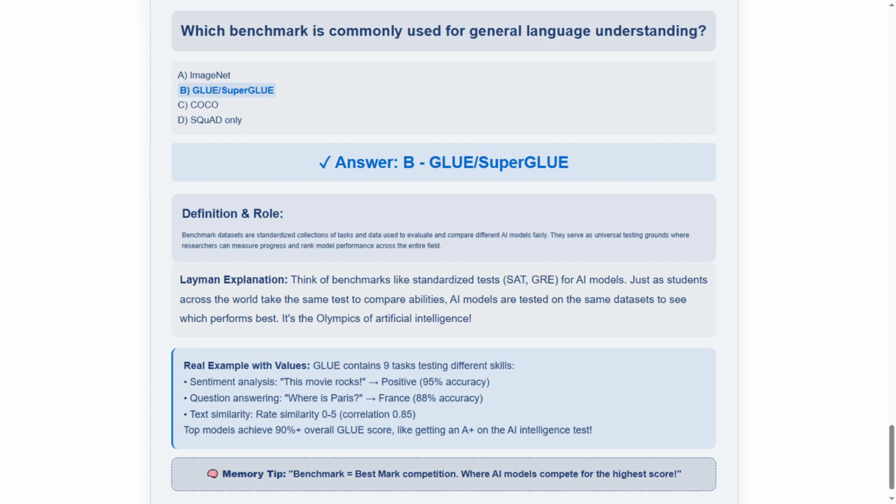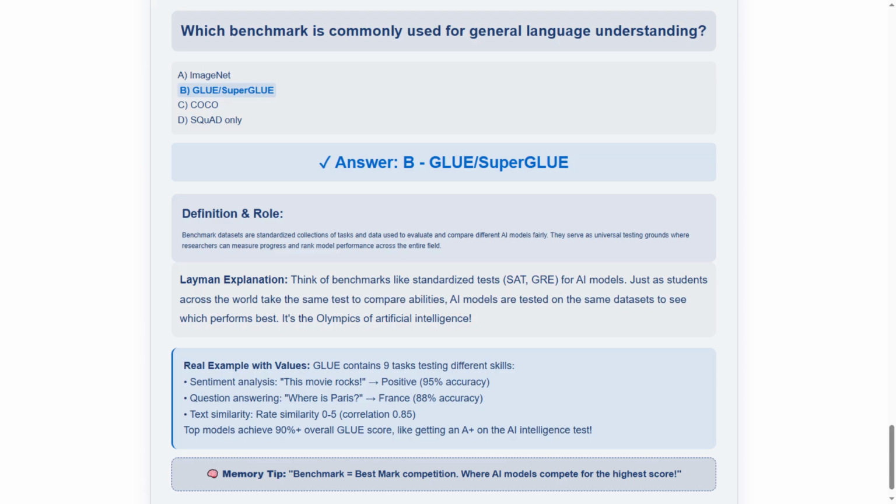Our last question focuses on benchmark datasets. Which benchmark is commonly used for general language understanding? Your options are A. ImageNet, B. GLUE/SuperGLUE, C. COCO, or D. SQuAD only. The correct answer is B. GLUE/SuperGLUE. We choose this because GLUE and SuperGLUE are specifically designed as comprehensive language understanding benchmarks, while the others focus on images or specific tasks.